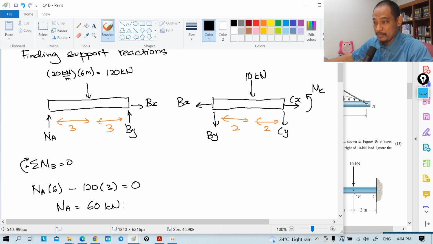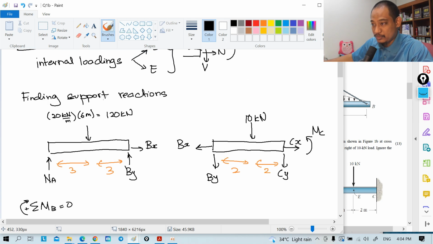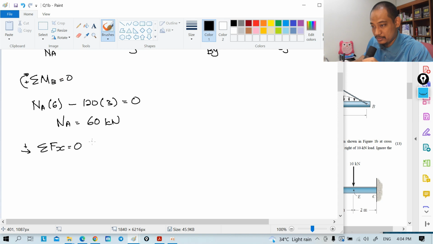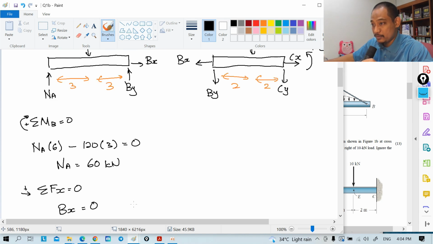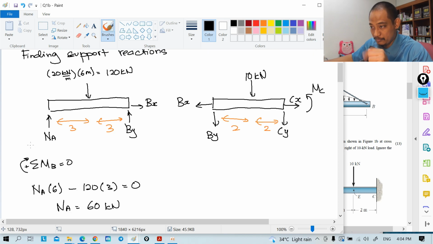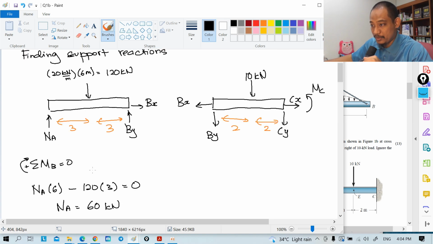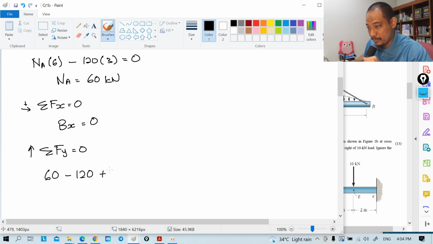Okay, so 60. And if you know that already, summation of Fx equal to 0 if you consider to the right. There's no other force to the right, so Bx is just 0. And then summation of Fy equal to 0 if you take upwards as positive. So you have NA, which is 60 upwards, and then minus 120 going downward, and then plus By equal to 0. So By will be 60 kilonewton, right?